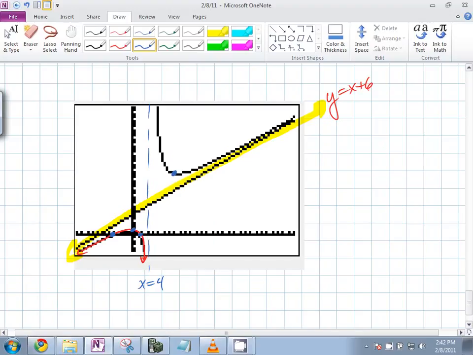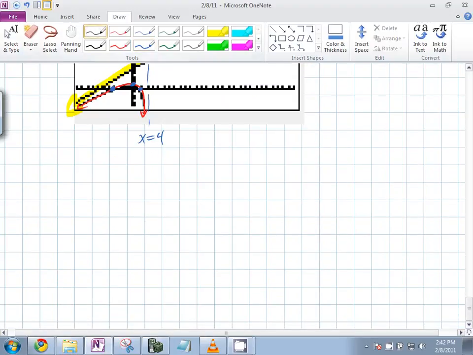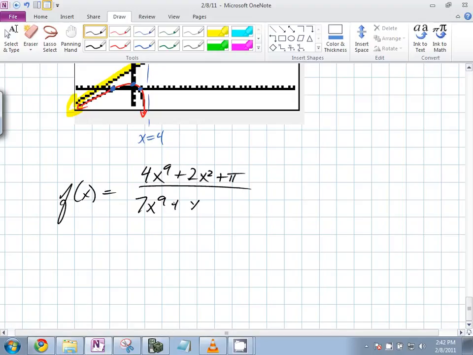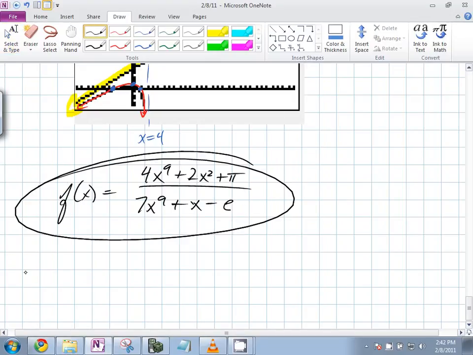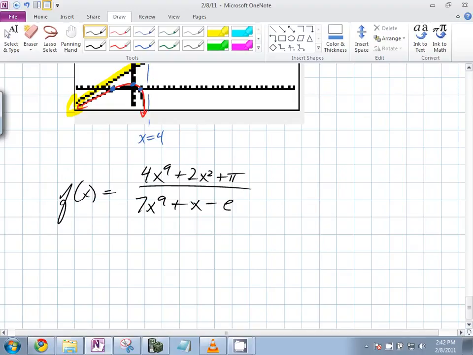So what about horizontal asymptotes? And this is what I want to give you. Let's say I gave you a new function: 4x to the 9th plus 2x squared plus pi, over 7x to the 9th plus x minus e. I'm just making it look fun. If I look at this thing as a whole and think about what happens as x gets huge, looking at the numerator, what's the only term that's going to be really important as x gets huge? On the top, which term is going to be the most influential when x gets big?